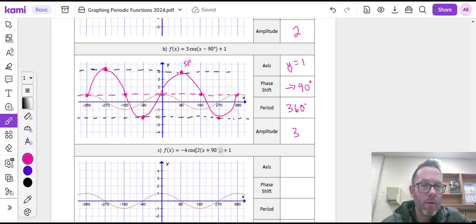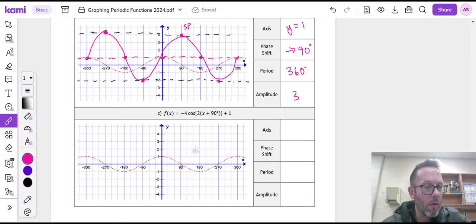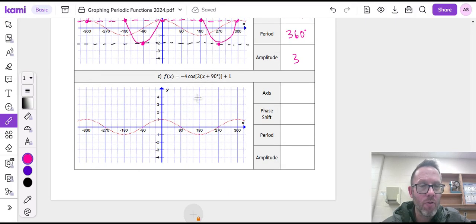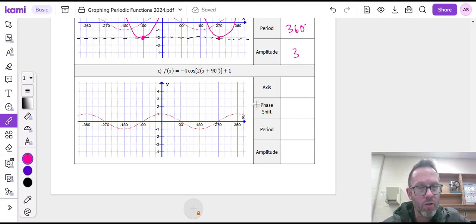I've got one more here, which really ties in every single possible transformation. We have a different axis, a phase shift, the period has changed, the amplitude is not 1, and we've got a negative value here. So if you can really wrap your mind around C, then you're really in good shape. But let's just start with our algorithm.